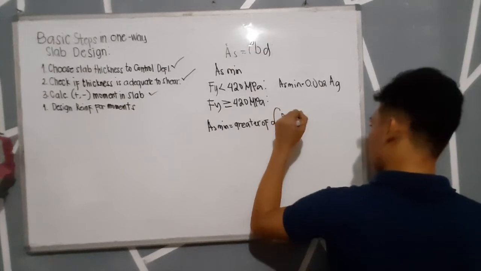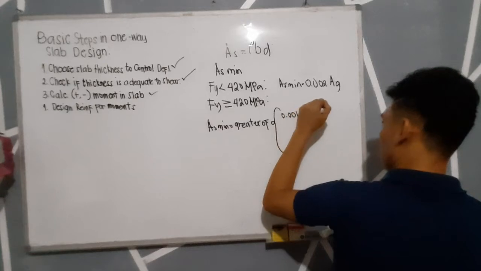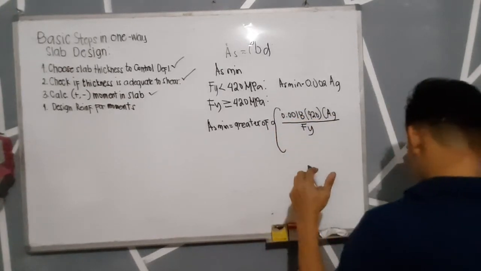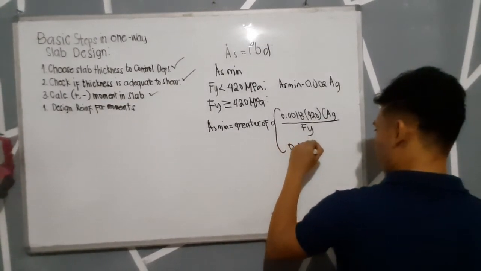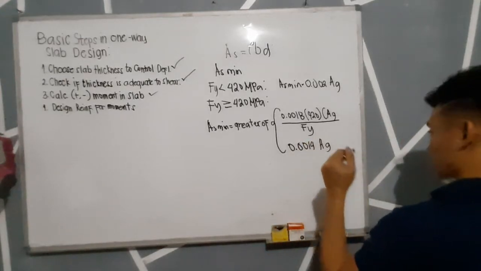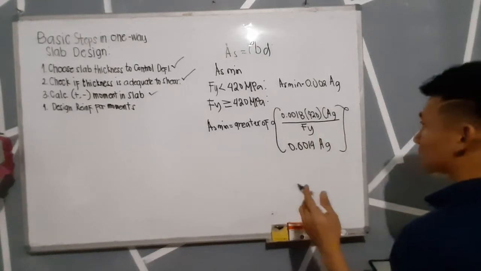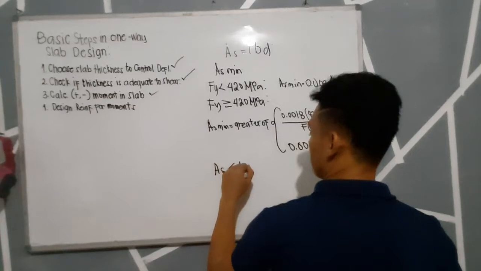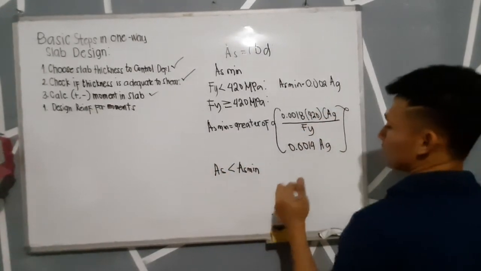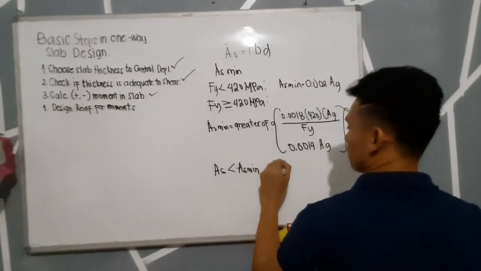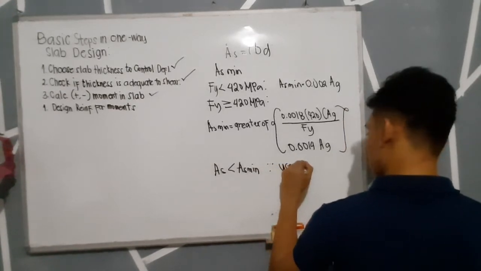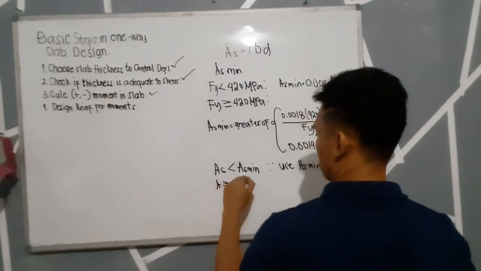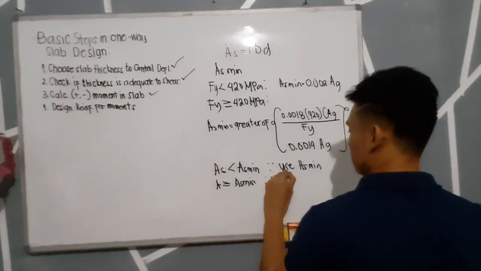0.0018 times 420 times the area gross all over the fy, and also 0.0014 of the area gross. So after that, we will compare. If the area of steel is less than As minimum, the calculated value of As minimum, let's use As minimum. And if As is greater than or equal to As min, the opposite, use As. That's all.